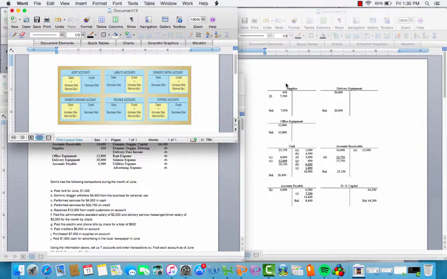Hey everybody, in this lecture I'm going to cover some topics from chapter number 3. And basically I'm going to highlight the idea of how to use T accounts and how to complete a trial balance. So these are two really key concepts from the chapter, and you're going to use this stuff throughout your training in accounting. So it's really critical to understand this at the beginning here.